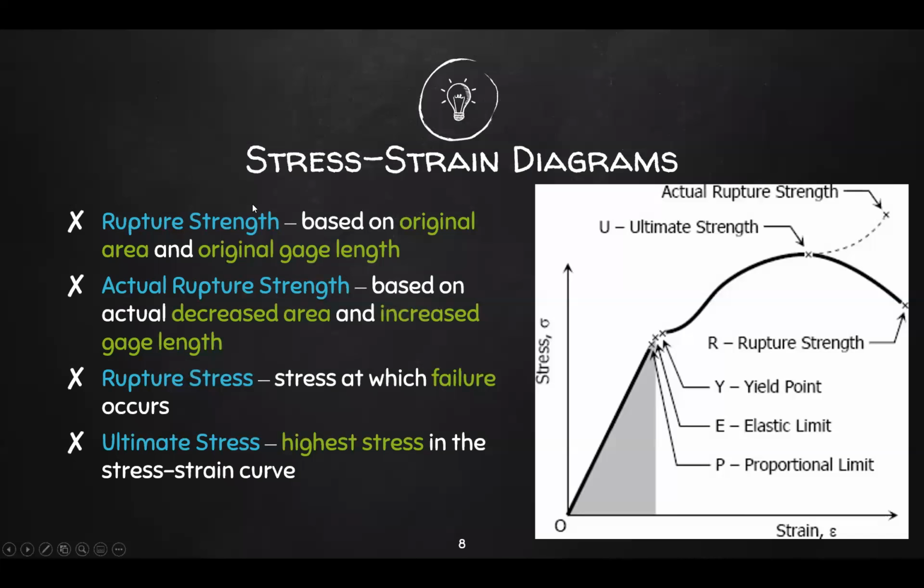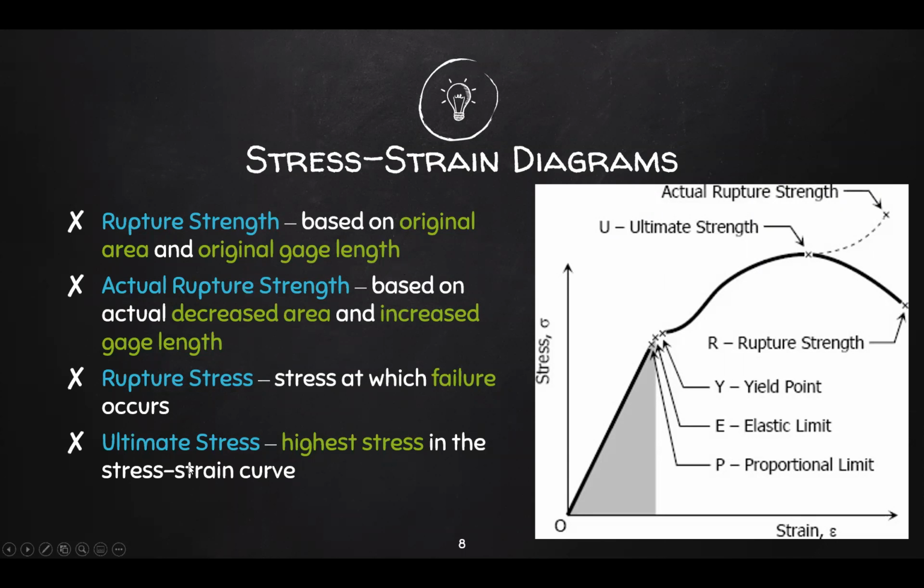Now let's talk about these points. You have first your rupture strength and your actual rupture strength. Again, this is because of the computation or using the value of area. So rupture strength is based on the original area and original gauge length. Again, ignoring the shrinking of your area. This is that point. Actual rupture strength is based on the actual decreased area. Okay, here considering your shrinking.